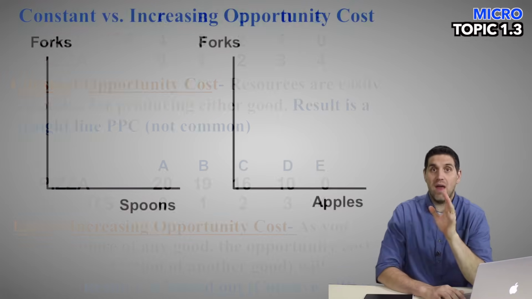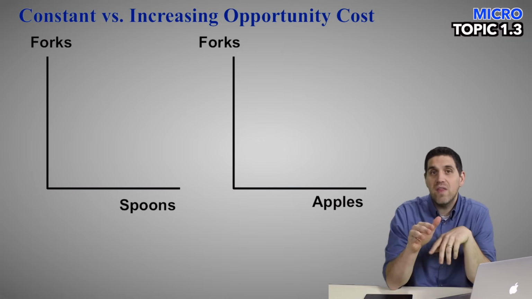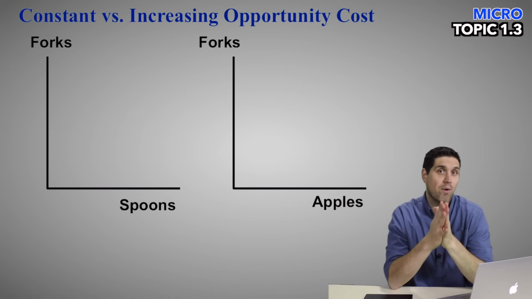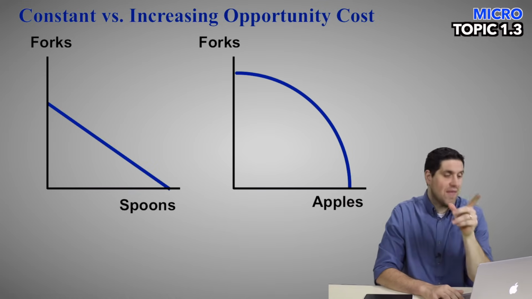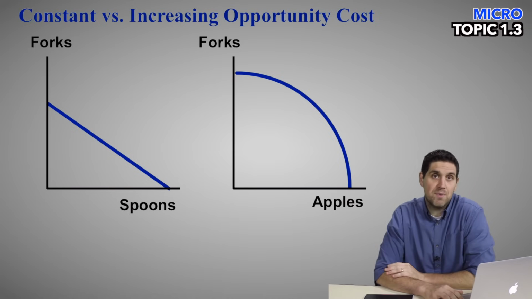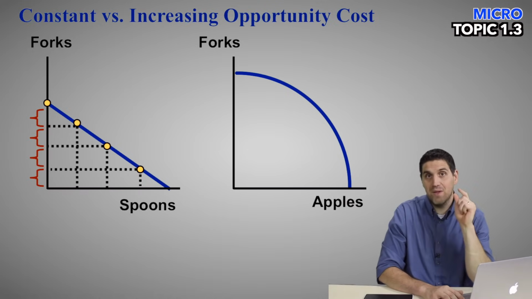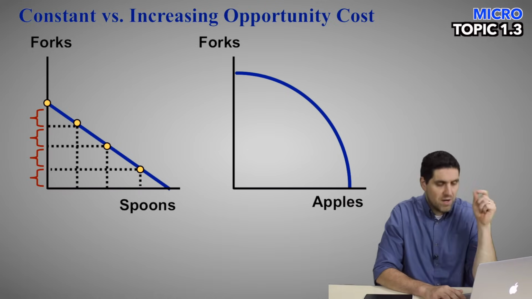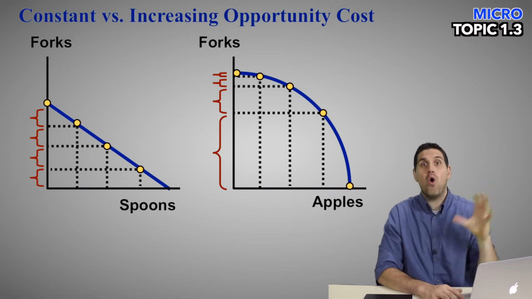Let's see if you understand it with another example. We've got forks and spoons, forks and apples. Which one of these is a straight line and which one is a bowed out curve? Well, forks and spoons is a straight line, that's constant opportunity cost, and forks and apples is bowed out, that's increasing opportunity cost. The idea here is as you produce more and more spoons, you're going to give up the same amount of forks each time. But as you produce more and more apples, you're going to give up a little bit of forks, and then more forks, and more forks, and a whole lot of forks.